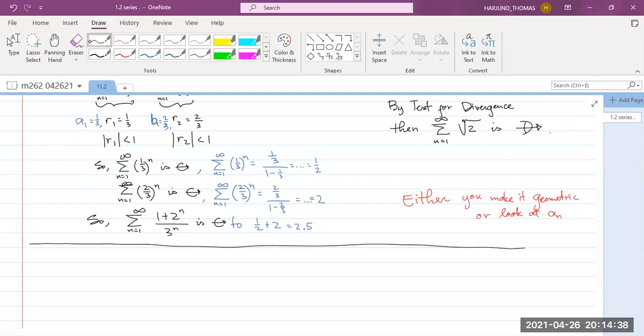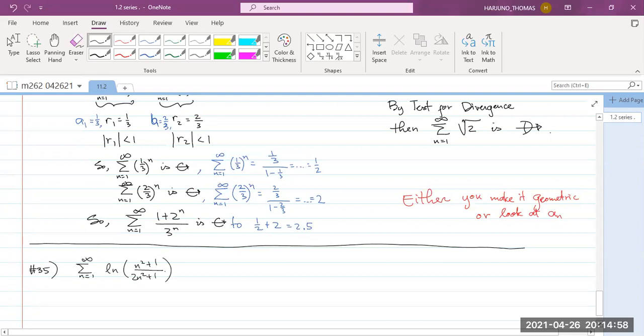Okay. So I would like you to try number 35. That's the infinite sum of natural log of n squared plus 1 over 2n squared plus 1. I can tell you the answer, but I need you to give me the argument. This is divergent. You give me the argument. That's more important.